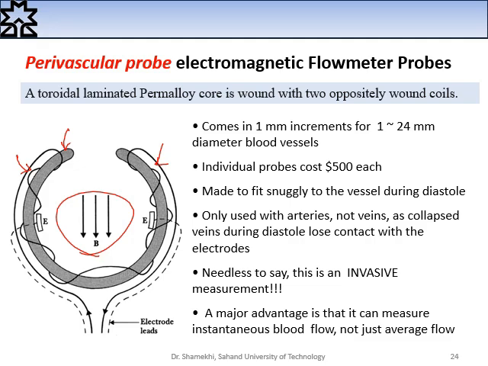This structure is a specific structure. These probes come in 1 millimeter increments for 1 to 24 millimeter diameter blood vessels. Also, individual probes cost $500 each, made to fit snugly to the vessel during diastole, because during the diastole the pressure inside the vessel is low, therefore we can fix it inside the probe.